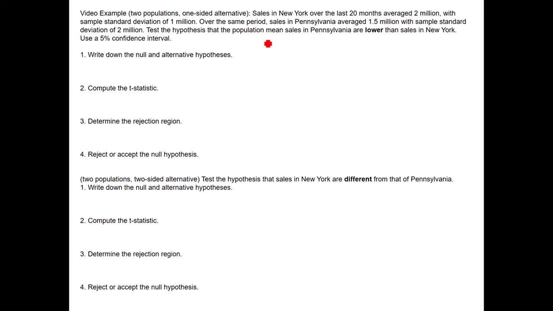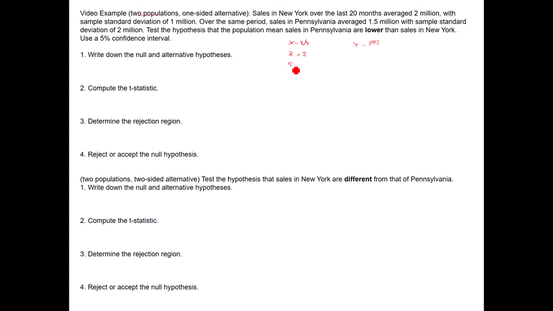Let's do an example of hypothesis testing on two populations. Here we have some data on sales in New York and sales in Pennsylvania. Let's call New York X and let's call Y Pennsylvania. The data that we have is the average sales in New York are 2 million.